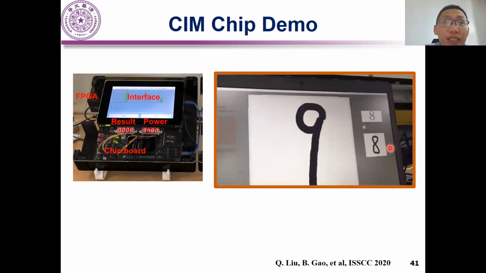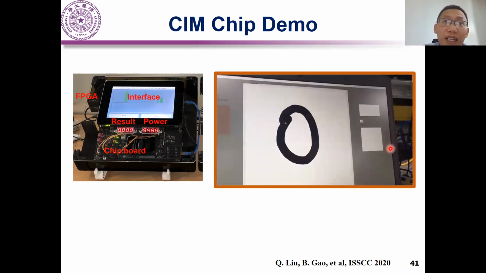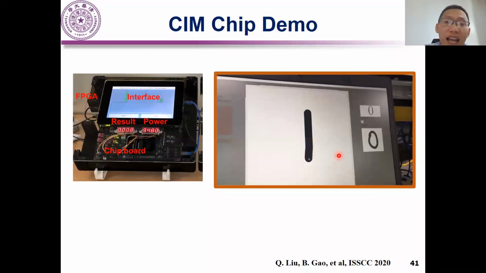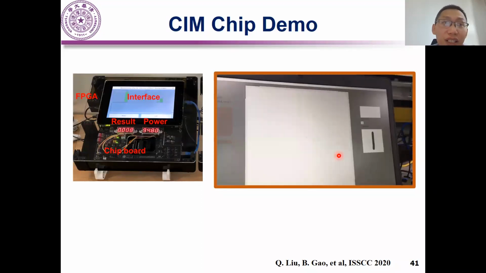In this demonstration, we use the MNIST dataset for training, and we can write any digital numbers by hand for the testing. So it is very easy.